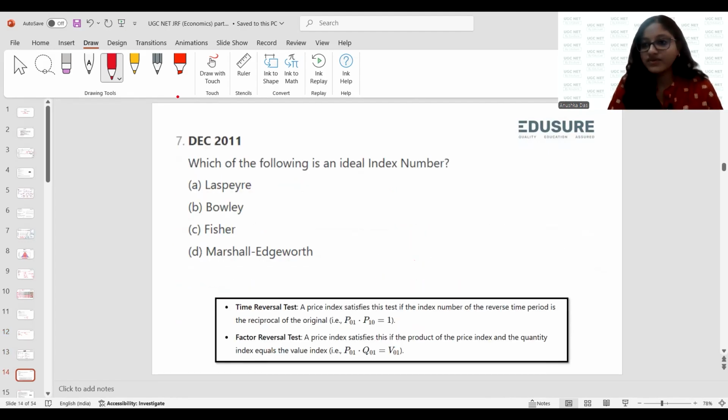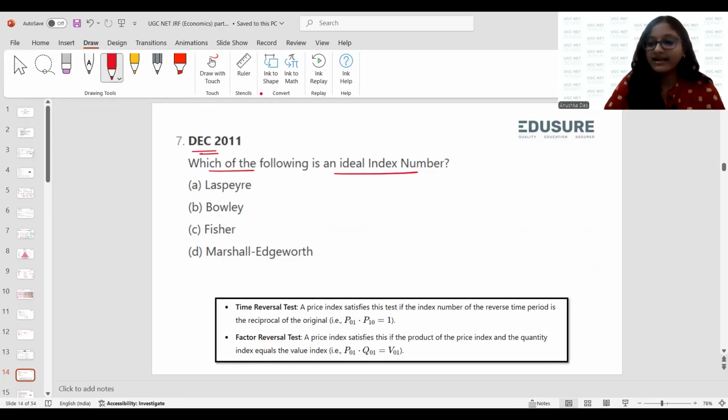Now the next question is from index numbers, and this is the most asked question. I don't know how many times they have asked you this similar question, but this is their most favorite question. They love to give you this question. They have given it multiple times. I have taken this question from a specific year, but this question is repeated at least 3 to 4 times. Which of the following is an ideal index number?